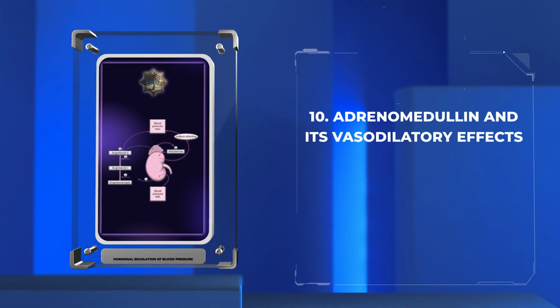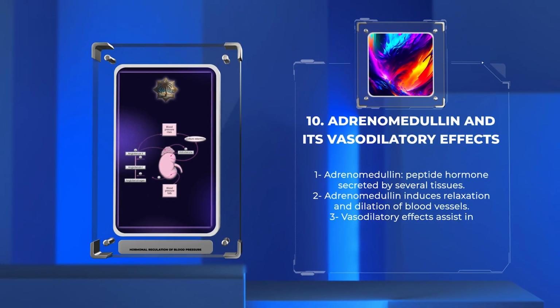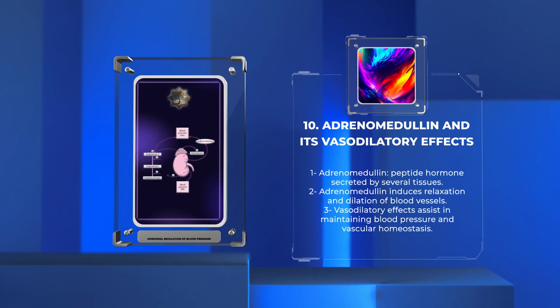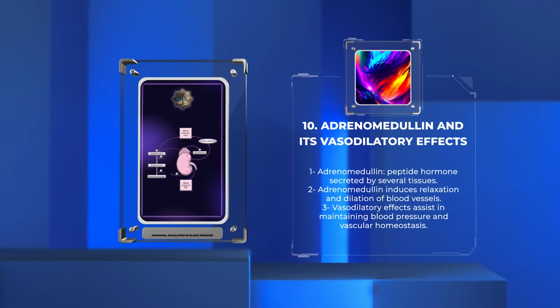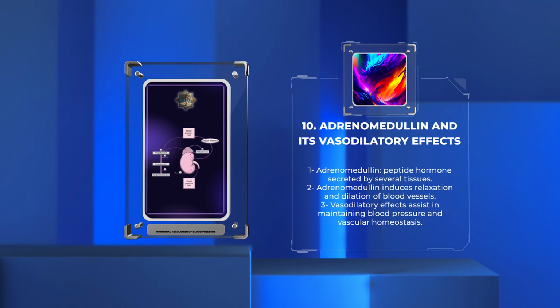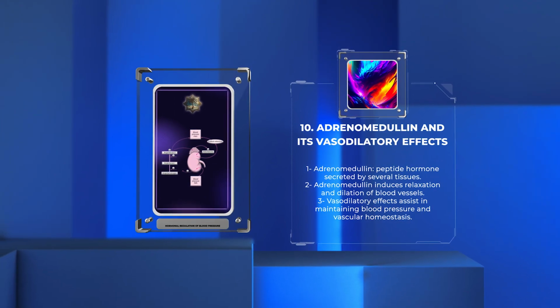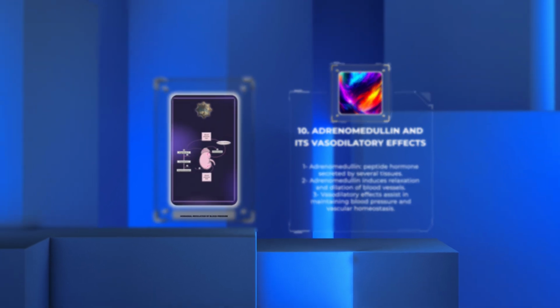Adrenomedullin, which is a peptide hormone secreted by several tissues including the adrenal medulla, plays a significant role in regulating blood pressure. It achieves this by inducing relaxation and dilation of blood vessels through its actions on smooth muscle cells. The vasodilatory effects of adrenomedullin assist in maintaining the balance of blood pressure and overall vascular homeostasis.